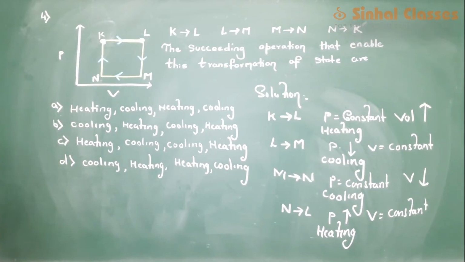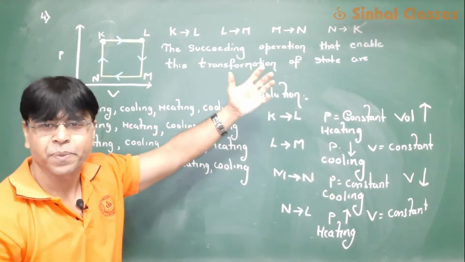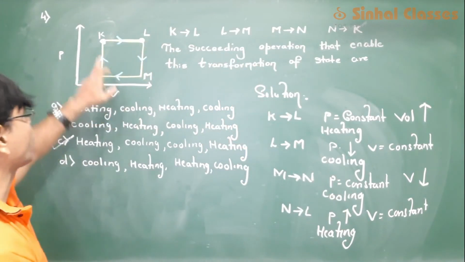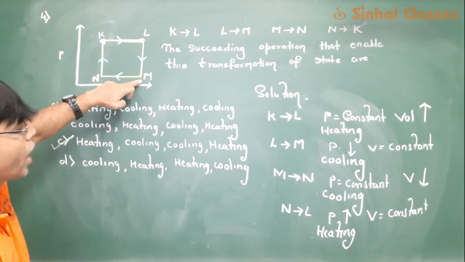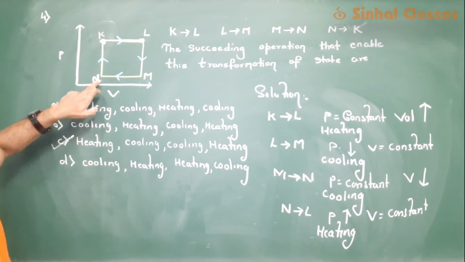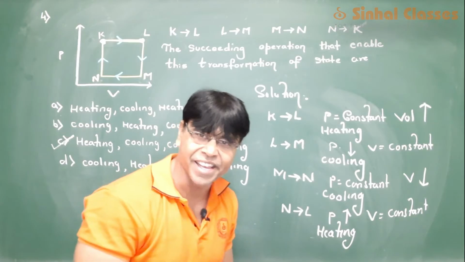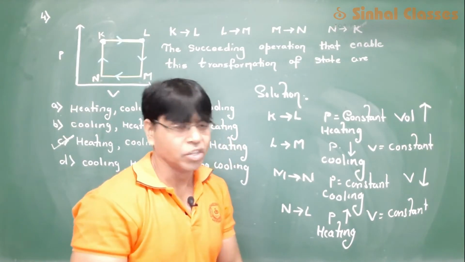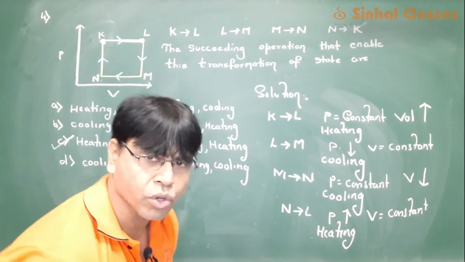So let's see the options. Answer is C. Very interesting question this was. So from K to L, it requires heating. From L to M, it requires cooling. From M to N, it requires cooling. And then from N to K, it requires heating. So let's go to our next question now.